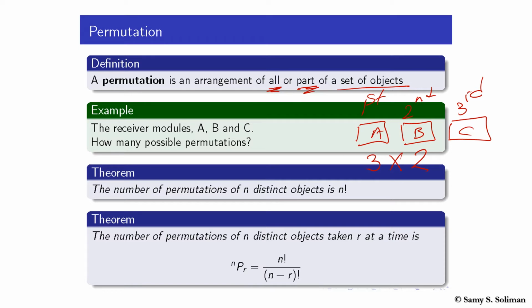And then for the third place, we will be left with only 1 choice or 1 remaining module. So only 1 way can be found to fill such a position. So we have a total of 3 times 2 times 1 ways to fill the 3 places with the 3 modules. So this is what we call permutation. So again, permutation is an arrangement of all or part of a set of objects. In this example, it's an example of arranging the whole set of objects.